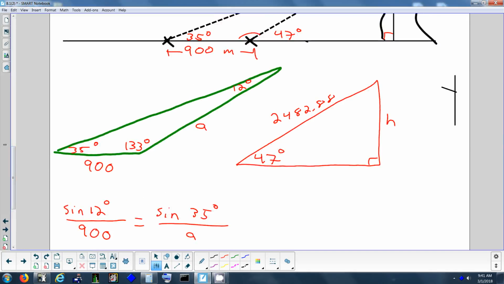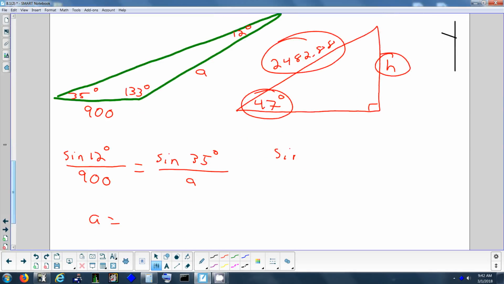So now that we know that, we can find the height. Okay. What trig function would I use, thinking SOHCAHTOA now, to get the height? Look at the angle that I know and figure out the names of the two sides. Yeah. Sine. I'd use sine. So the sine of 47 equals opposite over hypotenuse.